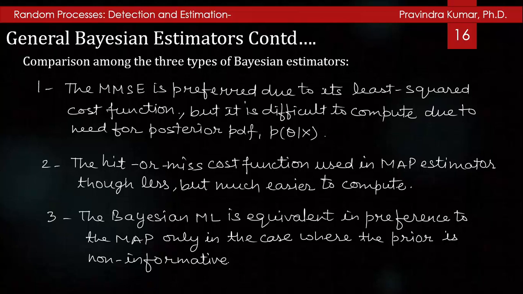And the third one is Bayesian ML, which is equivalent in preference to the MAP only in the case where the prior is non-informative, or you can say the prior PDF p theta is uniform. Otherwise, it is a suboptimal estimator. Like the classical MLE, the expression for the conditional PDF p x given theta is easier to obtain than that of the posteriori PDF p theta given x, since in most cases knowledge of the prior is not available, so the classical MLE tends to be more prevalent.